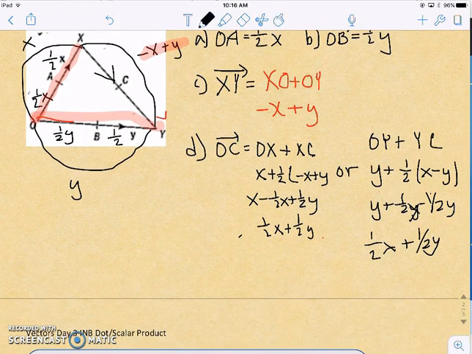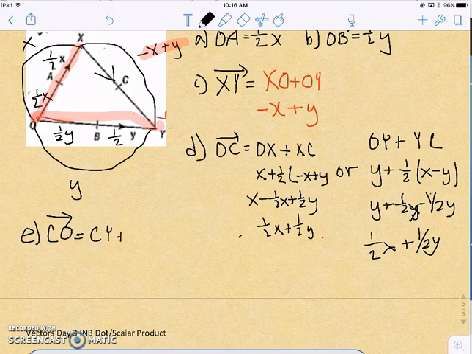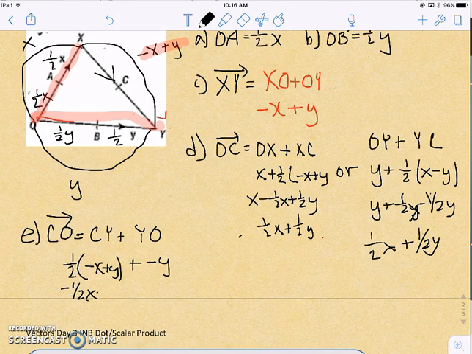So the last one we're going to take a look at, let's say we want to go from C to O. Well, C to O, we could go C to Y plus Y to O. So C to Y would be half going in that direction, so that's half of negative X plus Y. Y to O would be negative Y. So negative half X plus half Y minus Y. So minus half X minus half Y.